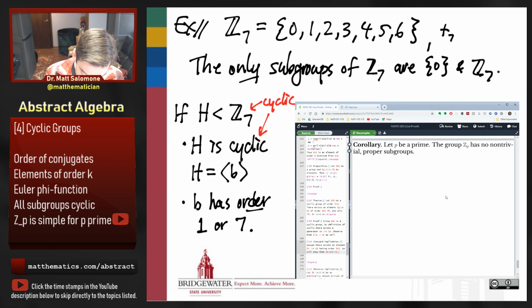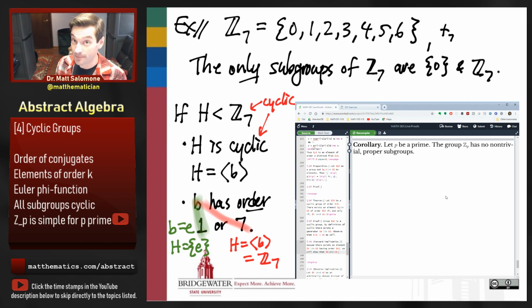If B has order 1, then this means that B is equal to the identity. And therefore, H would be the subgroup generated by the identity, which consists only of the identity. So H would be the trivial subgroup. But on the other hand, if B had order 7, then H, the set of all powers of B, would have to be the entire group. Because if it has order 7, since the whole group has order 7, that means H is generating the whole group. So that's the napkin version of this proof.